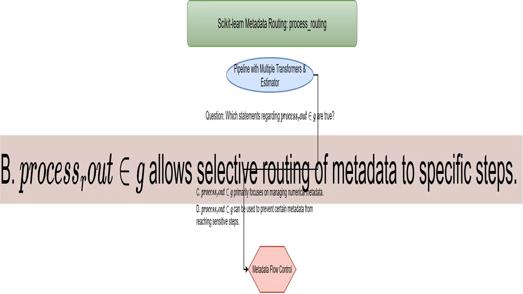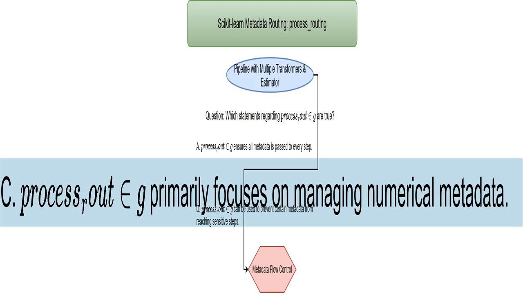Here, process_routing is presented as a way to selectively send metadata to specific steps. It's like our factory assembly line that selectively sends particular information to only the relevant stations. This option limits process_routing to just numerical data. This is like stating the factory only handles numbers, which isn't likely. We will evaluate if this is accurate.